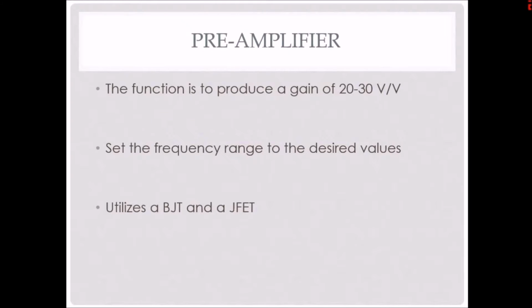The function of the first stage of our amplifier is to produce a gain of 20 to 30 volts per volt, and this part of the amplifier also sets the frequency range to the audible range of hearing. It will utilize a BJT transistor and a JFET transistor.